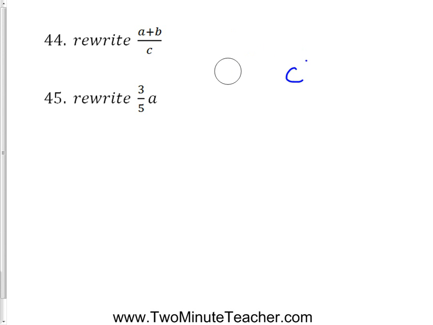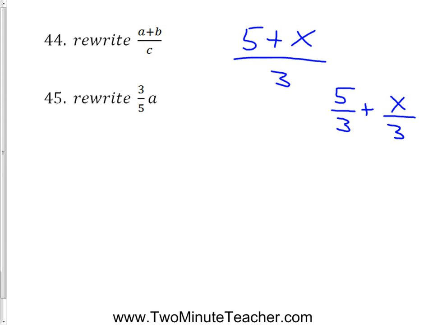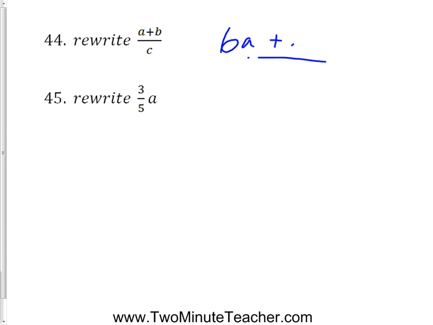So if I had 5 plus x all over 3, it's important to understand that's like 5 divided by 3 plus x divided by 3. Because a lot of times things will simplify. Like let's say this had been 6a plus 2y over 6. And I need to understand that that really can be divided in two parts.